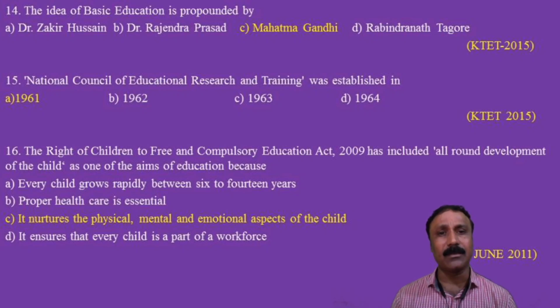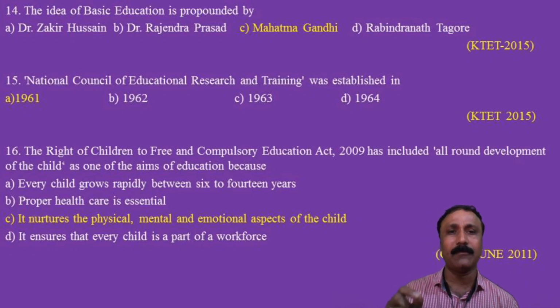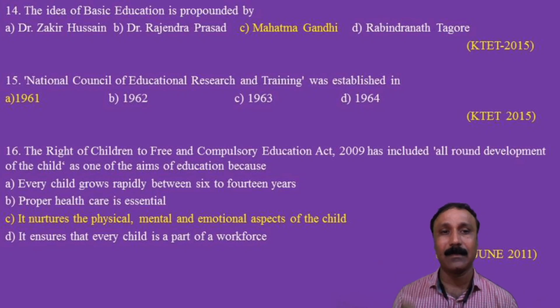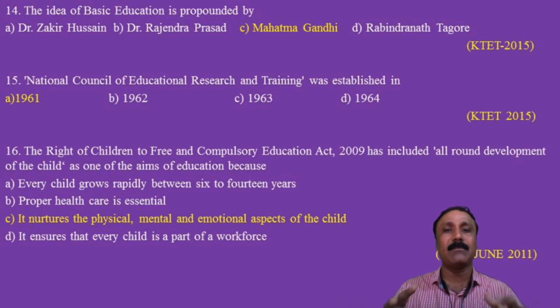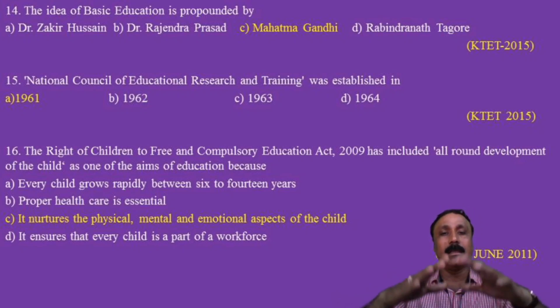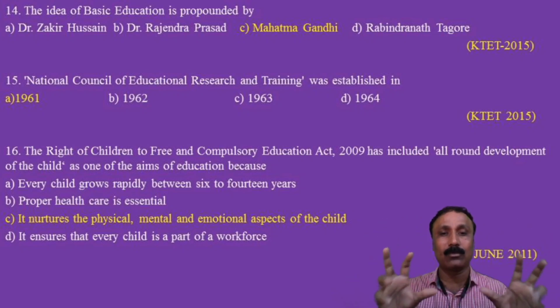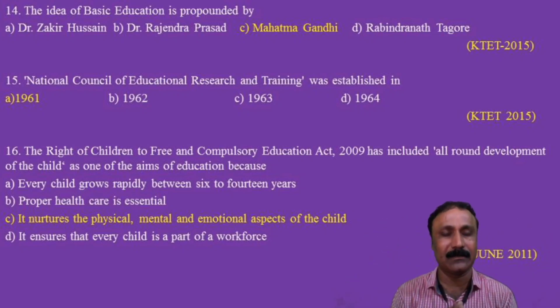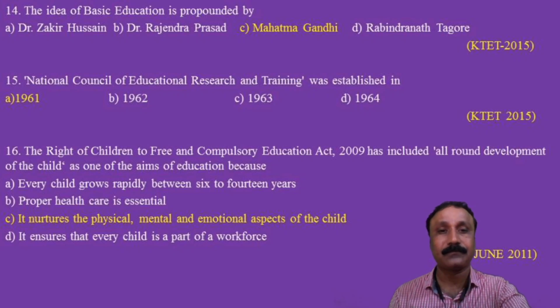The Right of Children to Free and Compulsory Education Act 2009 has included all-round development of the child as one of the aims of education because it nurtures the physical, mental and emotional aspects of the child. It includes the child's physical, mental and emotional qualities, so it helps in the all-round development of the child.